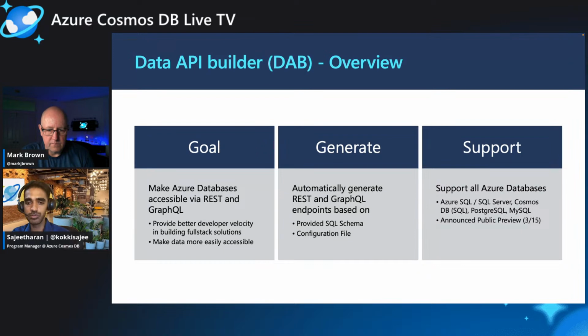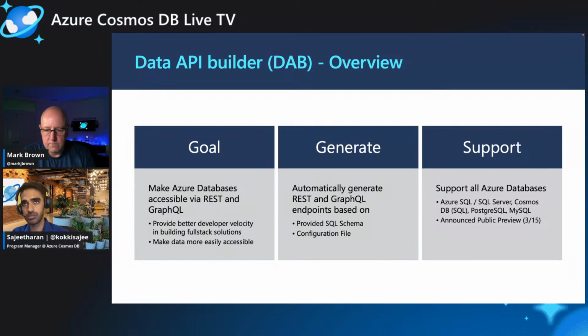The goal of this tool set is to make sure you can access Azure databases via REST and GraphQL endpoints, which also provides better developer velocity in building full stack and Jamstack solutions and makes the data more easily accessible. Data API Builder automatically generates REST and GraphQL endpoints based on the provided schema and the configuration file. I will explain each of these in detail.